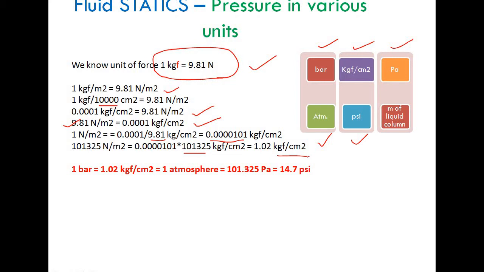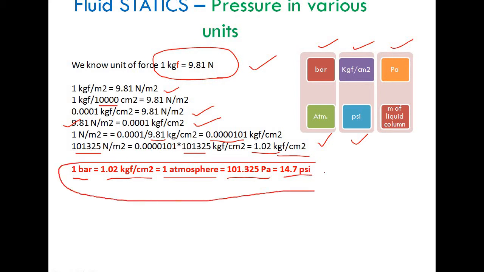So what does it mean? You can consolidate like this: 1 bar is equal to 1.02 kilogram force per centimeter square, that is equal to 1 atmosphere, already we have discussed. That is equal to 101 kilopascal, that also we have discussed, and that is equal to 14.7 psi. Okay, so this conversion is very important. We should study this, especially bar to kilogram force per centimeter square, bar to psi, etc. So we have discussed this also.